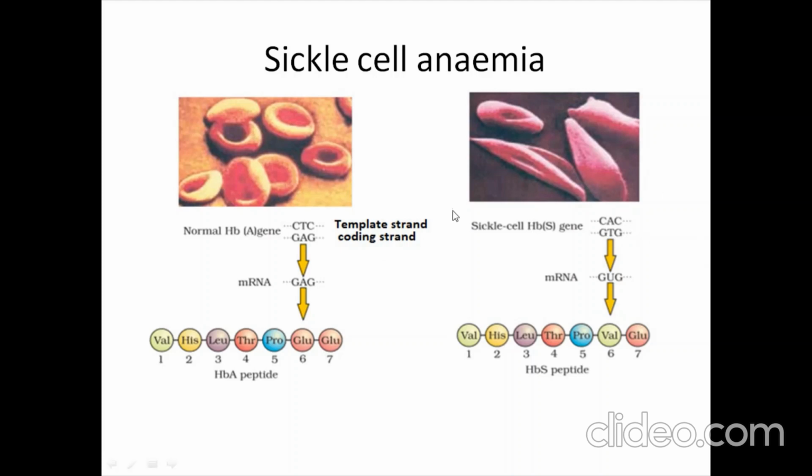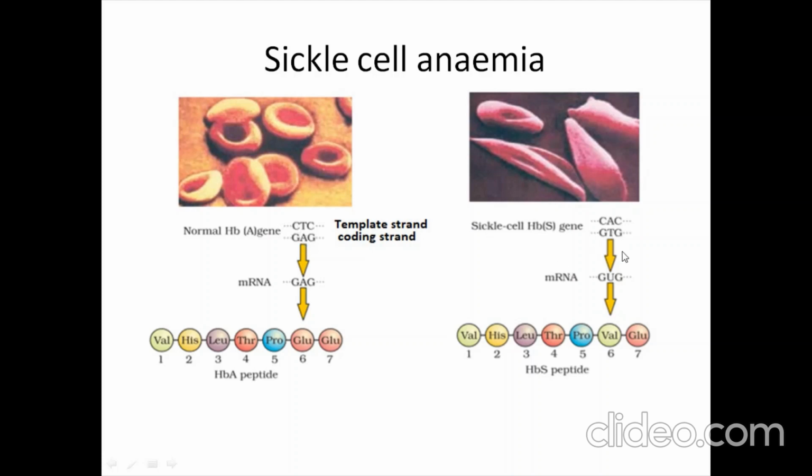Okay. So T replaces A. So there should be A here. Instead, there is a T in the sickle cell hemoglobin gene, that is the HbS gene, which is abnormal. So we can say A is substituted by T in the coding strand.